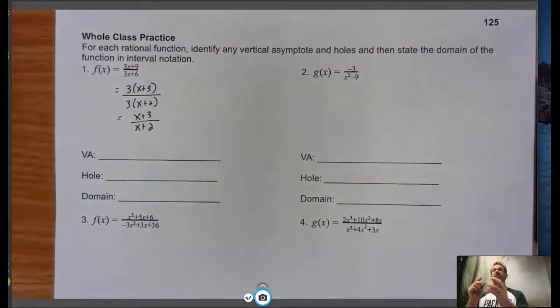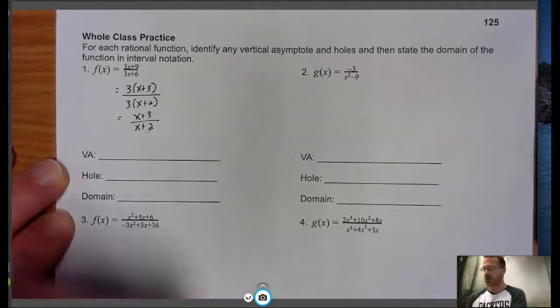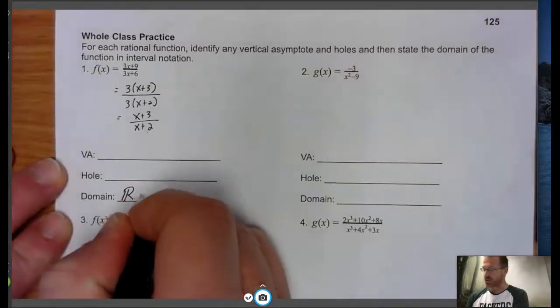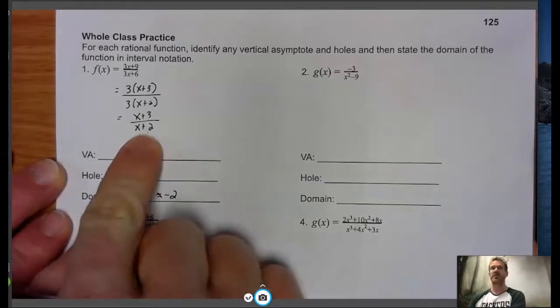So notice I don't have any common linear factors that cancel out. I have a number, but 3 divided by 3 is just 1, so that's no big deal. So now here's what this means. We only have one value that we can't use. So when we think about our domain, it's all real numbers except x can't be negative 2. So that means we only have one domain issue. That's the only value that makes our denominator 0.